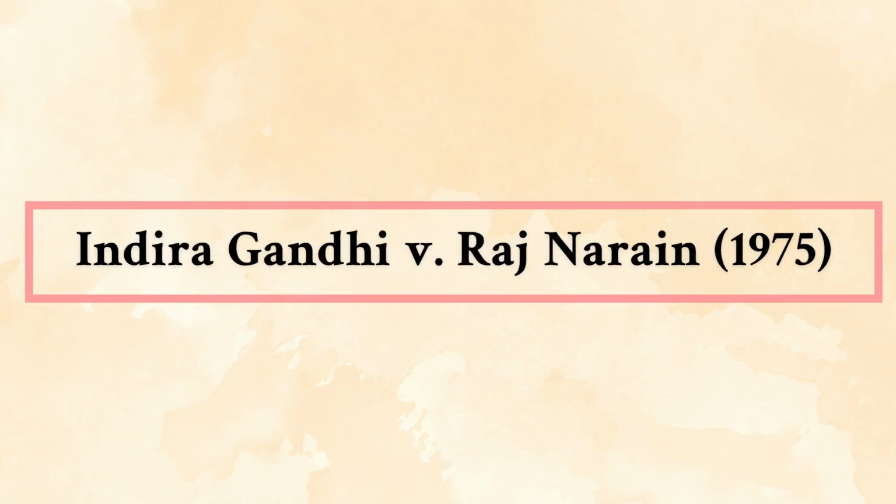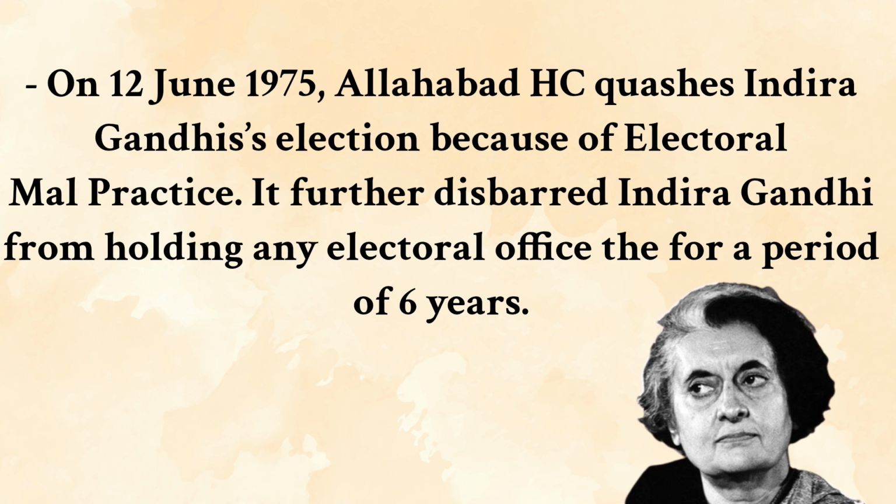On June 12, 1975, Allahabad High Court quashes Indira Gandhi's election because of electoral malpractice. It further disbarred Indira Gandhi from holding any electoral office for a period of 6 years. Unsatisfied with the decision, she files an appeal to SC. However, one day before hearing of the appeal, Indira Gandhi passes 39th Constitutional Amendment Act. After a few days from this incident, she announces national emergency.